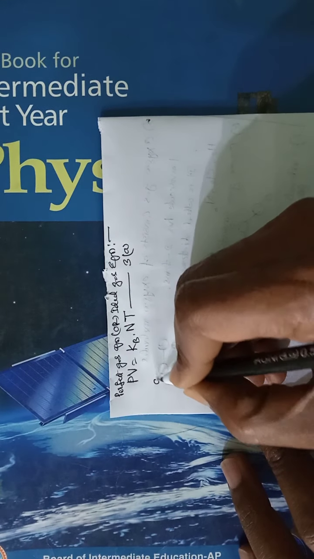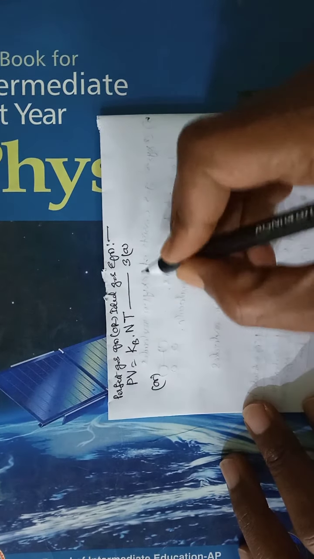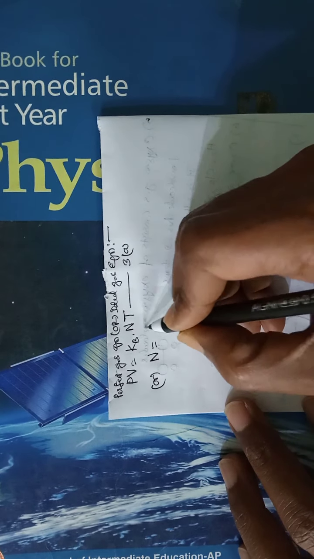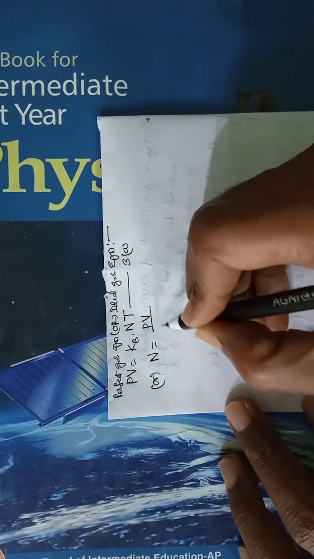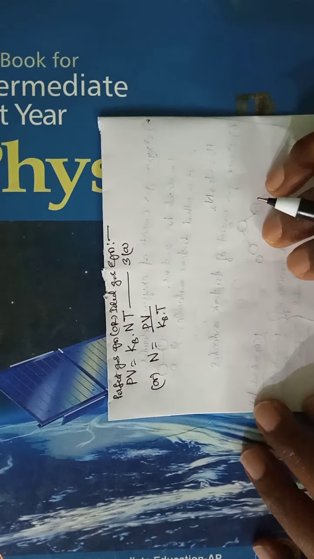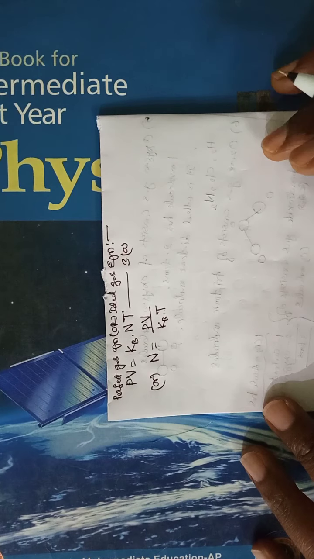And this also can be written as N is equal to PV by KBT. N is equal to PV by KBT.